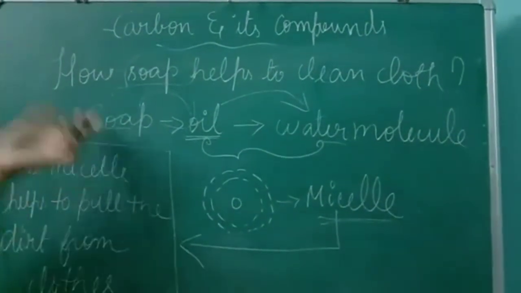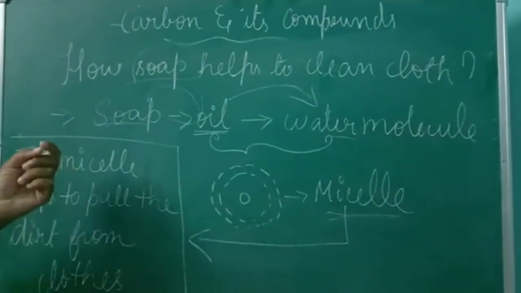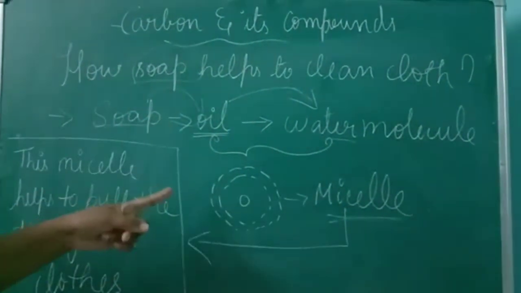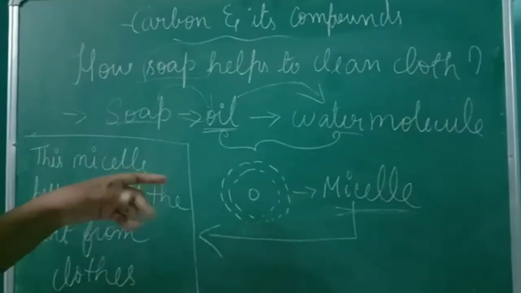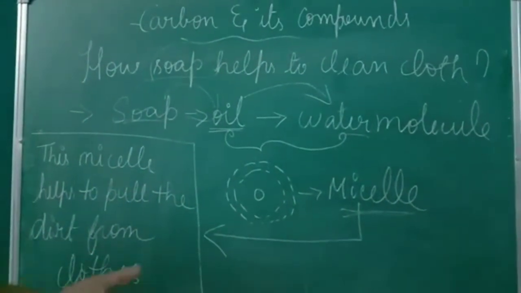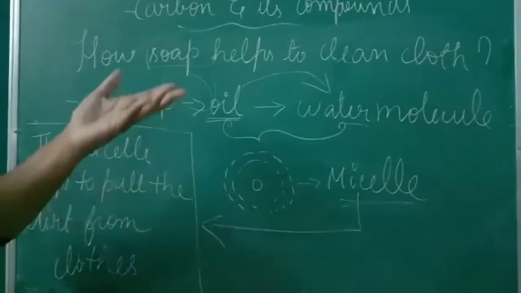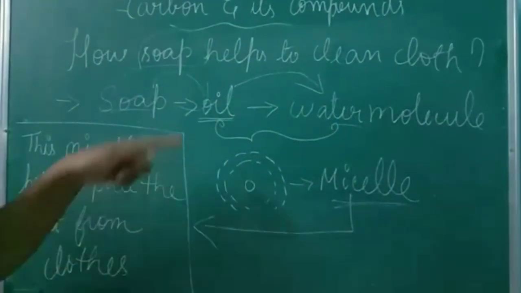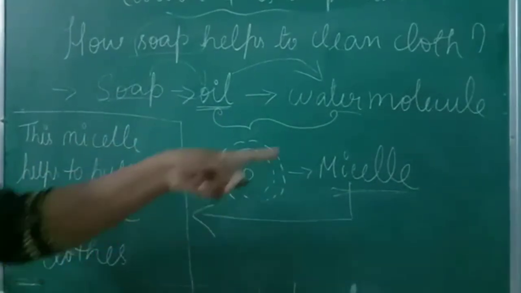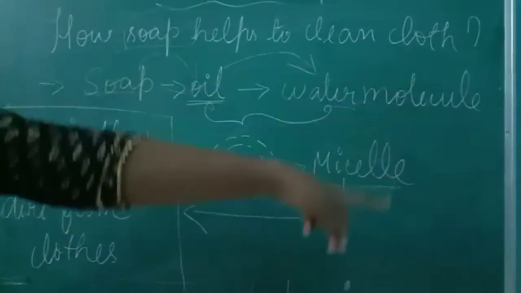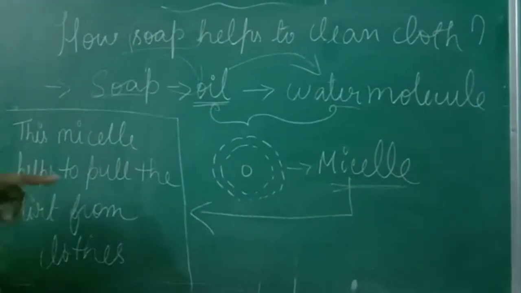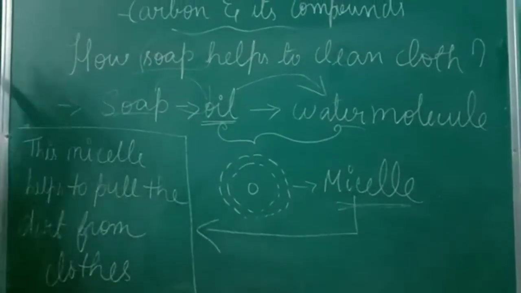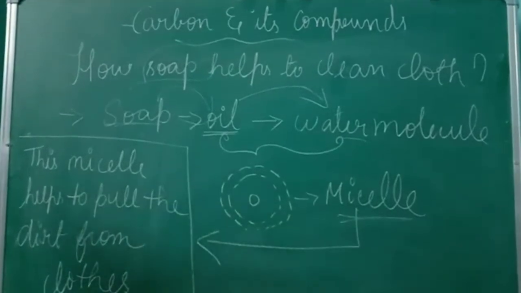The same thing is applicable for detergent also. In the preparation of detergent crystals or detergent powder, oil is used there also. Because of the oil only, we are getting foam in water. There also the oil combines with the water molecule and forms a ring-like structure called a micelle, and this micelle helps to pull the dirt from the clothes, and finally the clothes will be clean. This is what happens inside water.